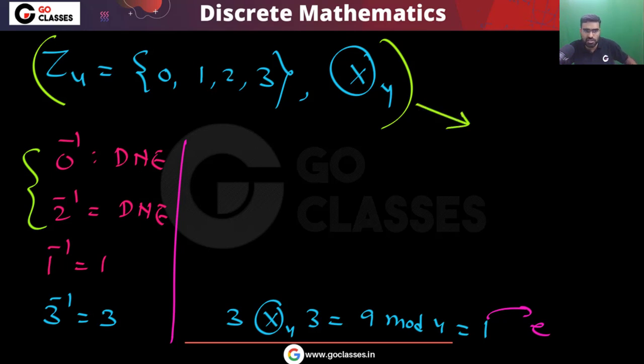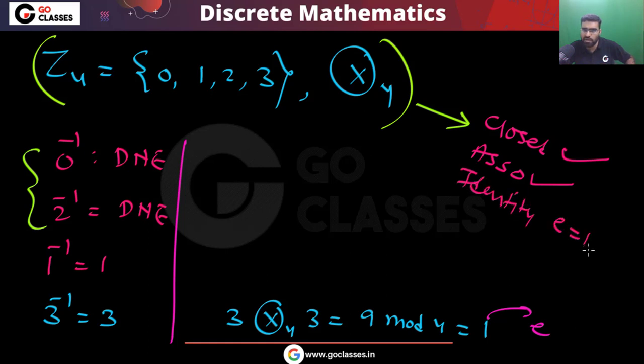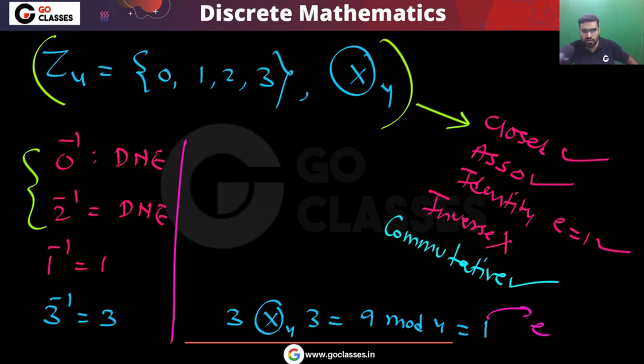So what can you say about this structure? This structure is closed. This structure is associative, because this is similar to multiplication, and multiplication is associative. Similarly, there is an identity element, which is 1, but we have no inverse property. Also, this is commutative, because this is similar to multiplication. But the point is there is no inverse property.